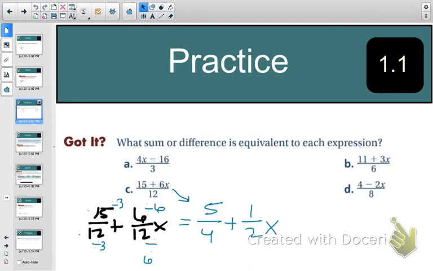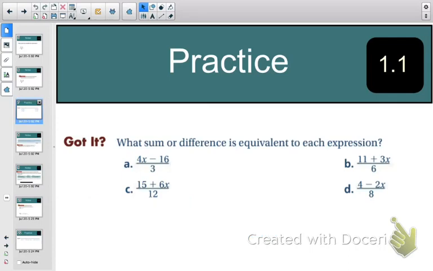So, again, you're just writing the sum or difference, and you should always simplify your fractions. Okay, so if you're going to write it like this, make sure these fractions here and here get simplified before you move on to the next one. Okay, go ahead and try the rest of these. 3, 2, 1, pause.